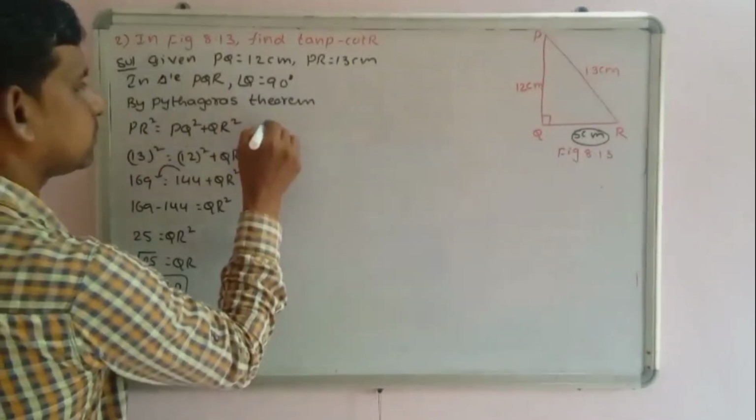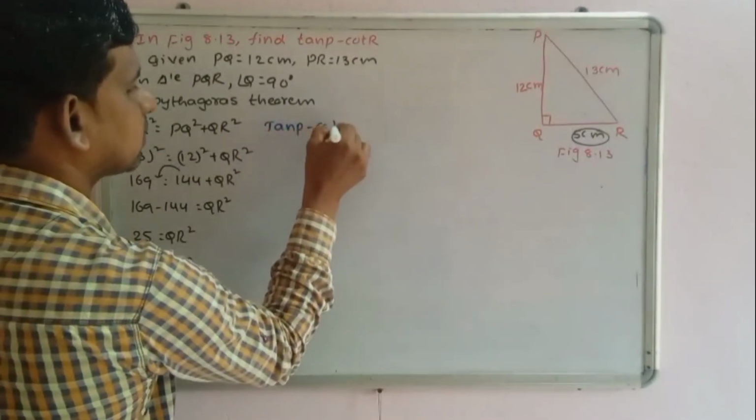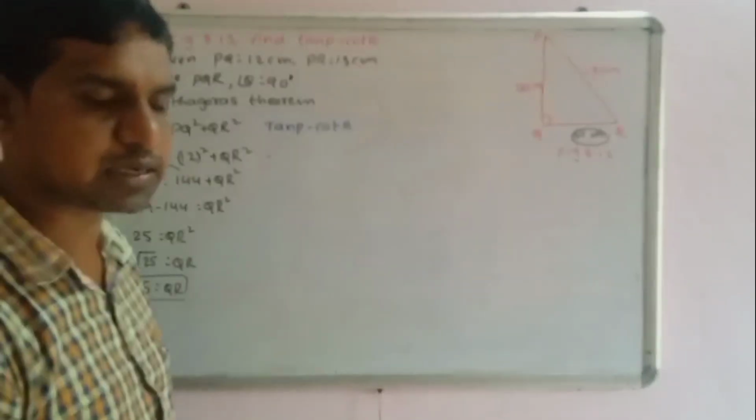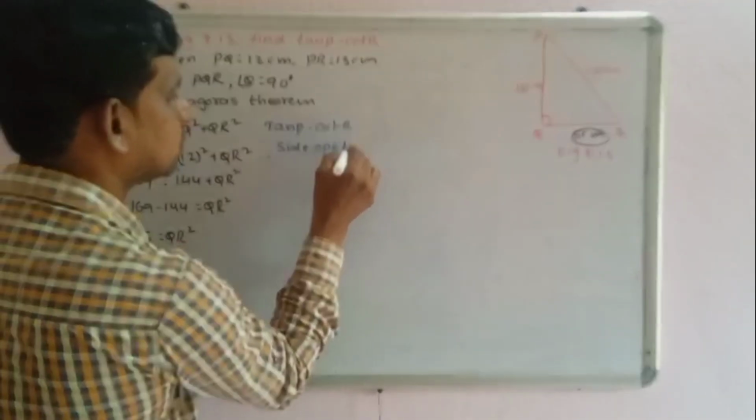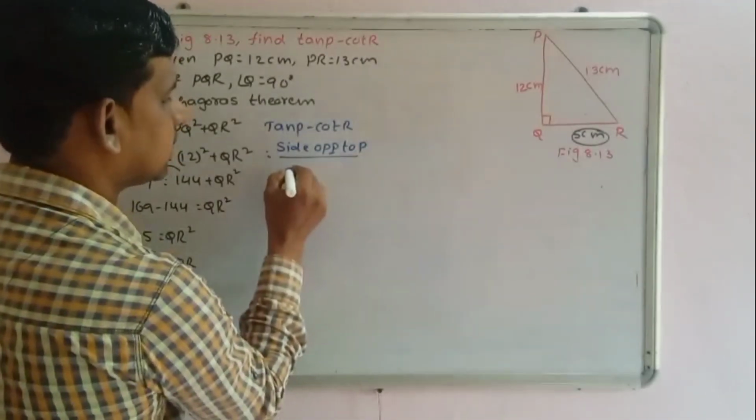Now we will find tan P minus cot R. What is the tan P formula? Side opposite to P by side adjacent to P.